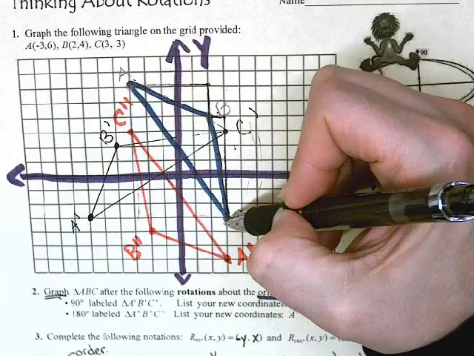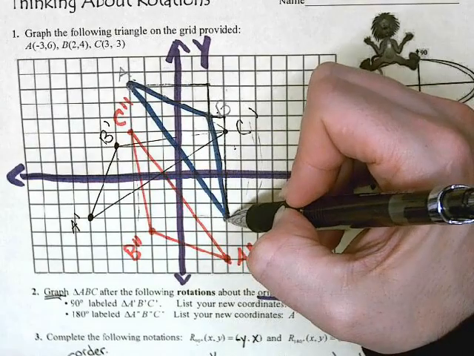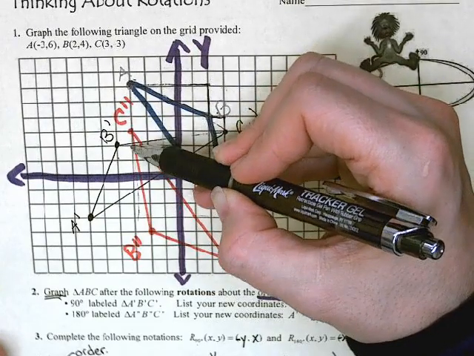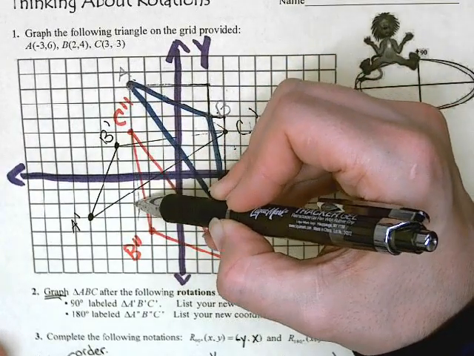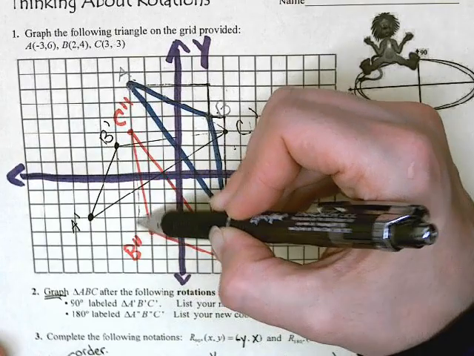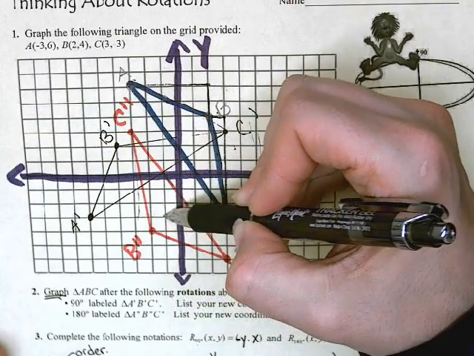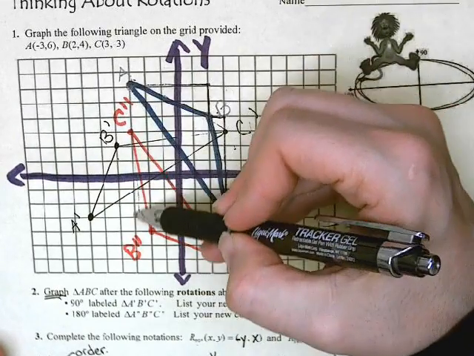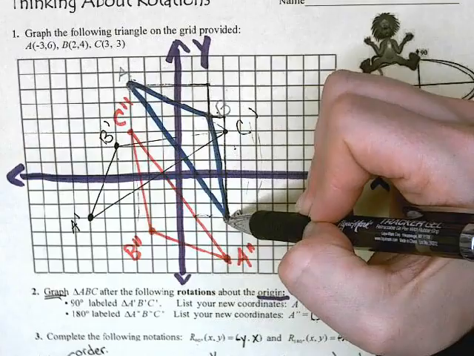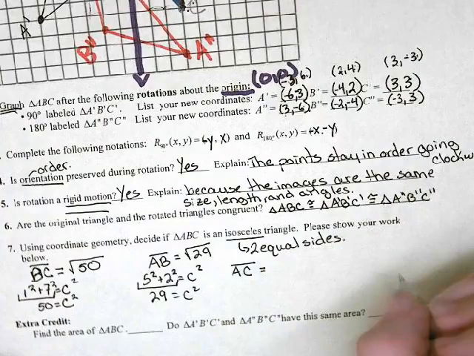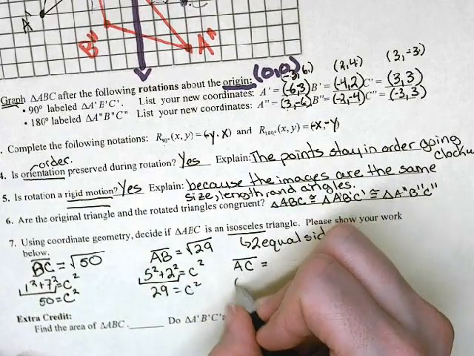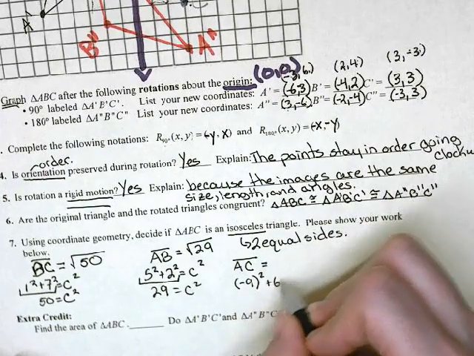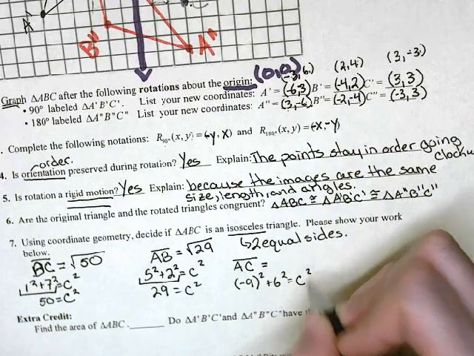Now I'm not making it too dark because I don't want to confuse the pictures of the rotations, but I can count that it's 1, 2, 3, 4, 5, 6, 7, 8, 9 boxes down, and 1, 2, 3, 4, 5, 6 to the right. So that's a -9, 6. So even if I use a negative value, remember, negatives squared turn into positives.